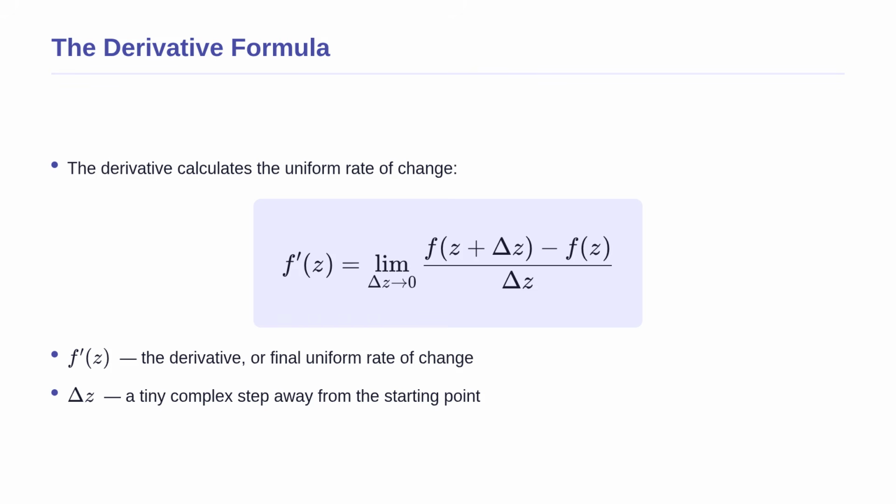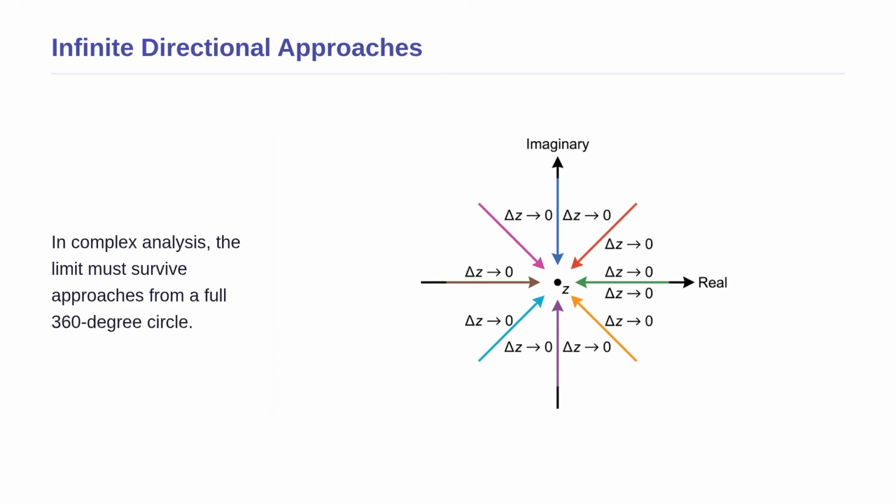The limit forces this step size to shrink to 0. If this results in a single consistent number, regardless of the approach angle, that number is the derivative. Let us visualize what this tiny step looks like.